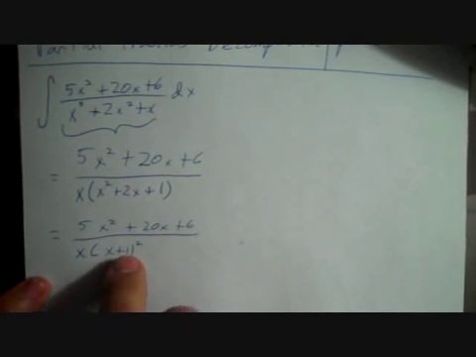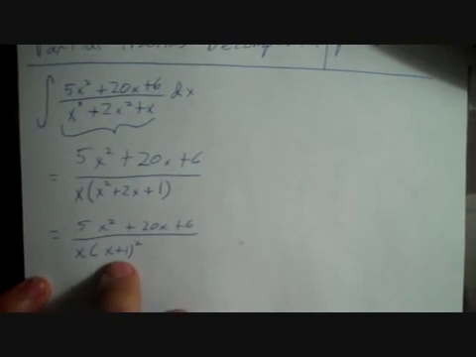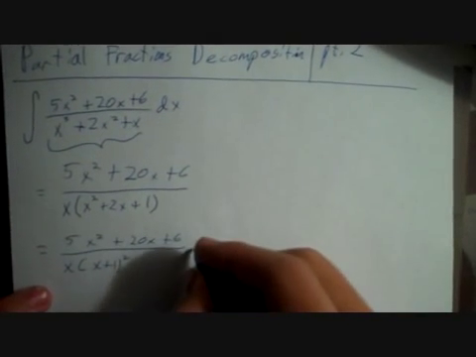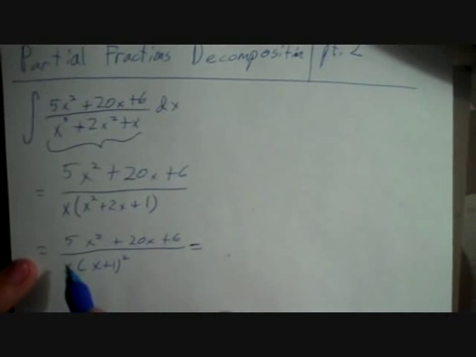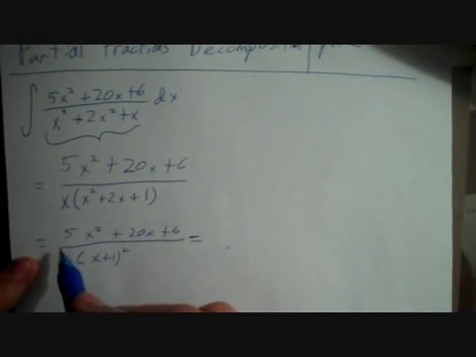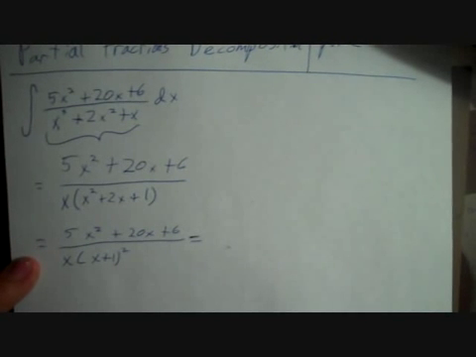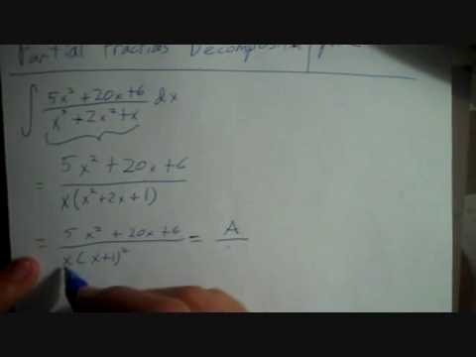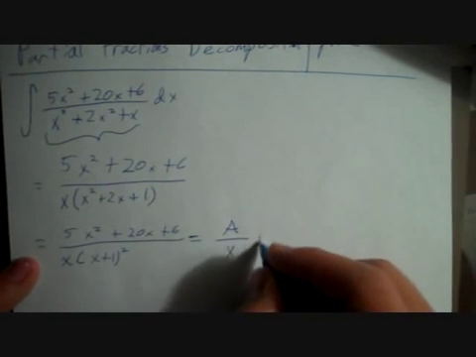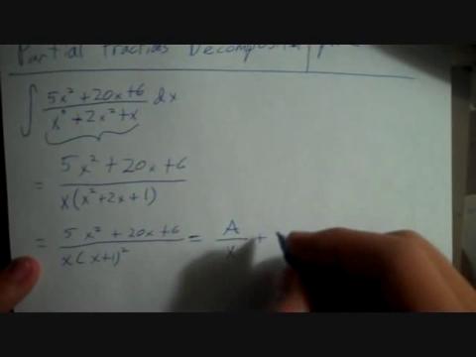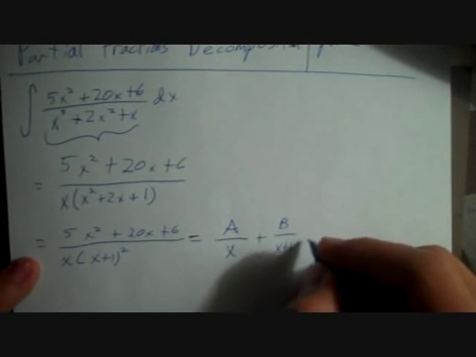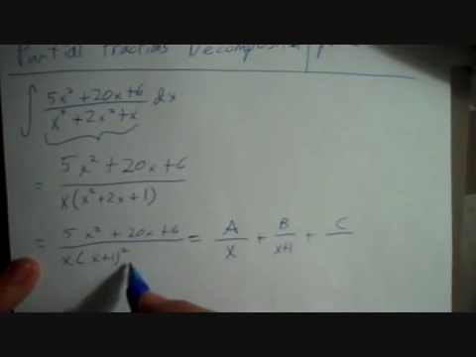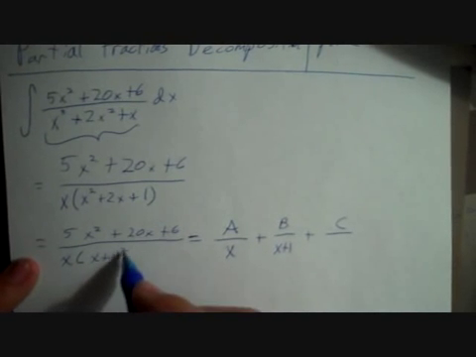Now this is a repeated linear term in the denominator, which means we have a special rule we need to follow when doing our decomposition. So we're going to say, like in our previous video, that there are numbers a, b, and c that allow us to do this, where a over the first factor of our denominator, which is x, plus b over the second factor, which would be x plus 1, plus c over our third factor. Well, what's our third factor? It's technically x plus 1 again, right? Because x plus 1 times x plus 1 squared, so that's times x plus 1.